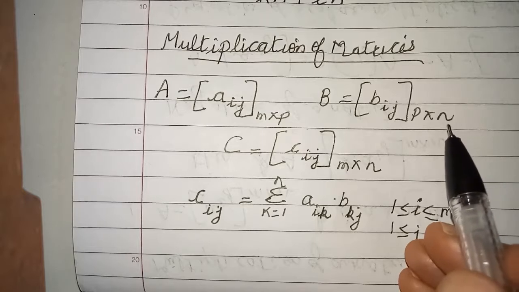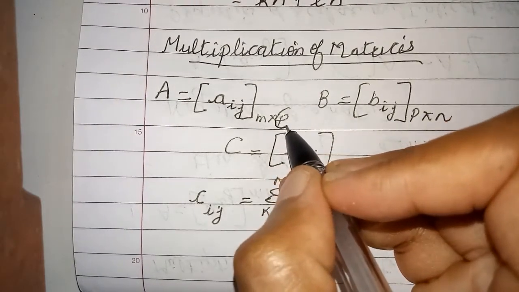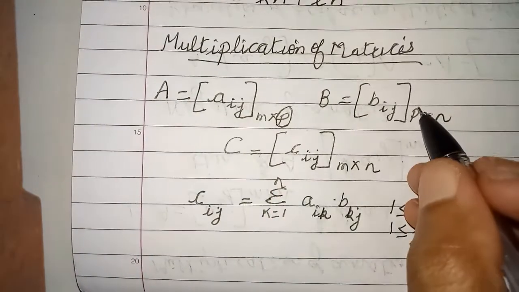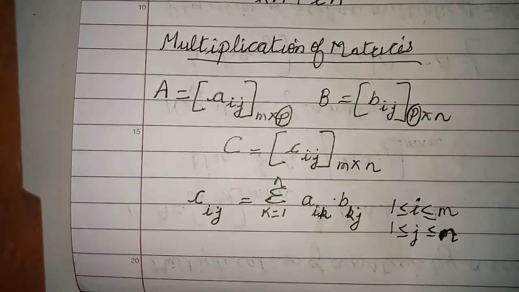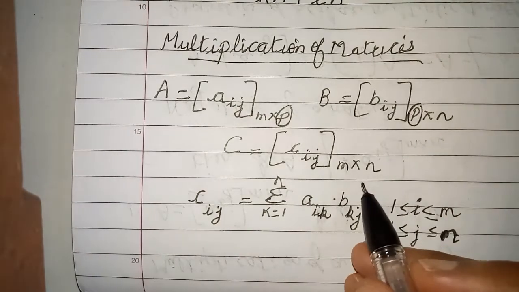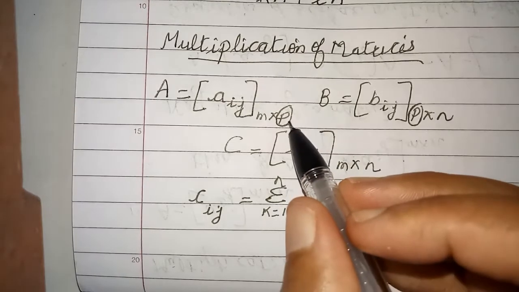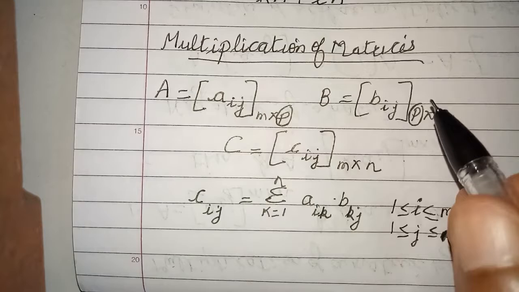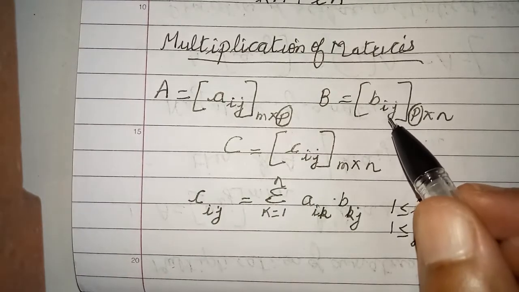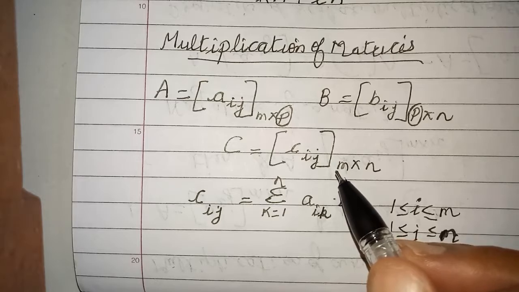So if you carefully look here, children, you can see that if the number of columns of the first matrix and the number of rows of the second matrix are the same, only then is matrix multiplication possible. I repeat, the number of columns of the first matrix should be the same as the number of rows of the second matrix, then only will you have matrix multiplication possible.